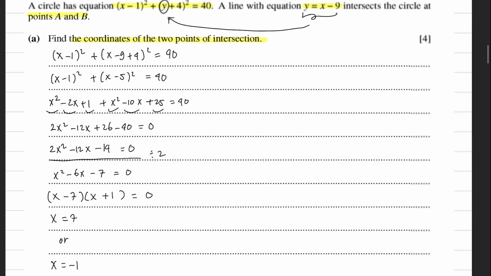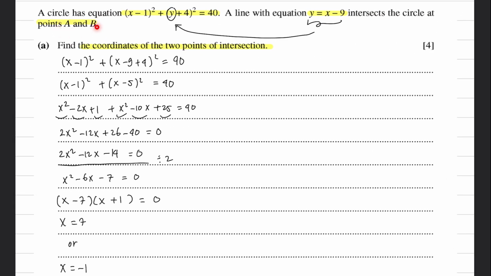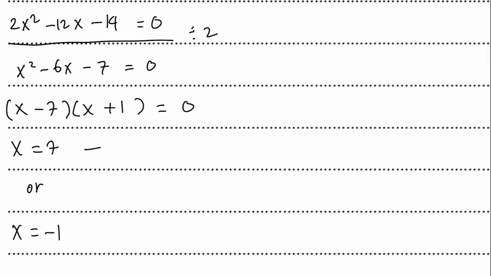So, because we have 2 points, A and B, it means that one of them must be A, one of them must be B. But the question is the coordinate, so you have to find the y value as well. You can substitute this into the circle, but it's harder. Just do the easiest one, which is to substitute into y equals x minus 9. So just substitute y equals 7 minus 9, and this one, y equals minus 1 minus 9. And then you will get y equals negative 2 and minus 10.